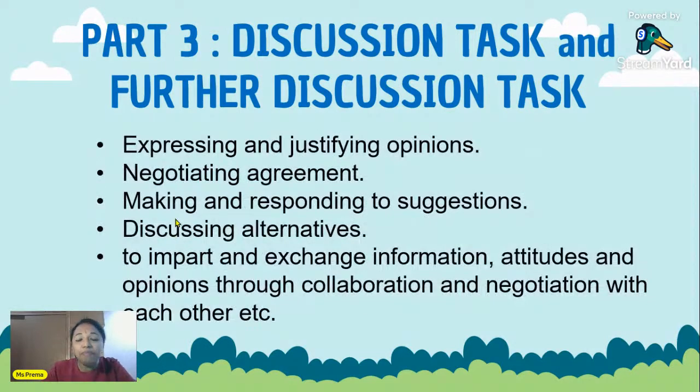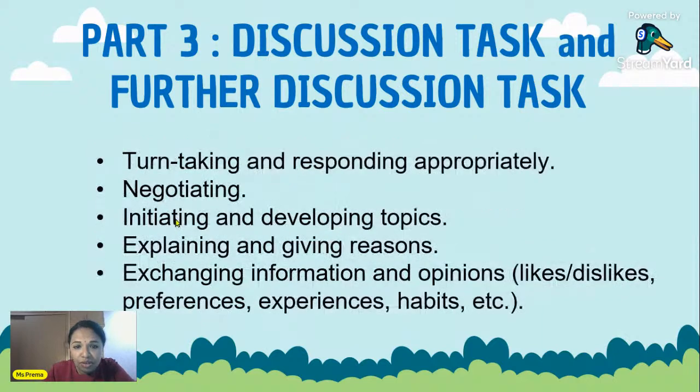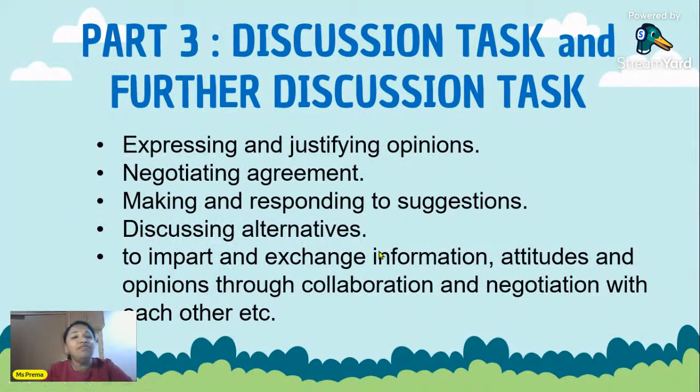Next, you also can express and justify opinion. Like just now, the first slide, explaining and giving reason. You express and justify your opinion. Next, you can negotiate agreement. Like you will discuss, okay, do you think it's very important? Yes, I think it's very important because we have to bring torchlight. But then we are not going out during nighttime. What if there's an emergency? We need torchlight. Can you see? You negotiate to come to an agreement. That's what we wanted.